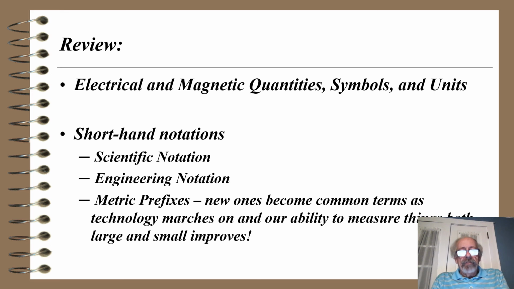So just to review, as you've seen, many electrical and magnetic quantities, symbols, and units. The thing you should concern yourself the most about is shorthand notations. We like to use scientific notation because we have such a range of units. Engineering notation uses powers of 10 that are multiples of 3, which is the next term here, metric prefixes. New ones become common terms as technology marches on and our ability to measure things both large and small improves. So that's it for this presentation.